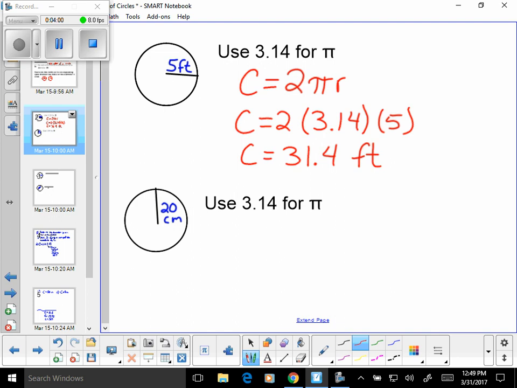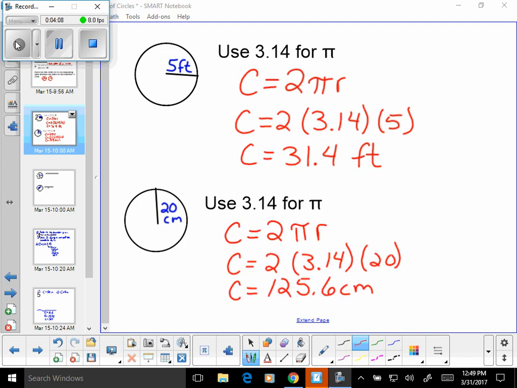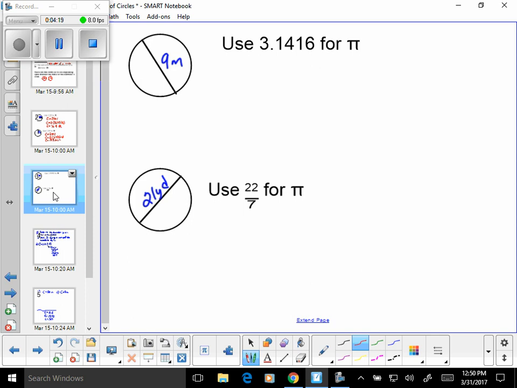Let's look at example 2 here. In fact, I would suggest you hit pause and you do this one. All right, did you get 125.6? Look carefully at the formula, how you substituted. Does it look like mine? Let's move on to the next example.